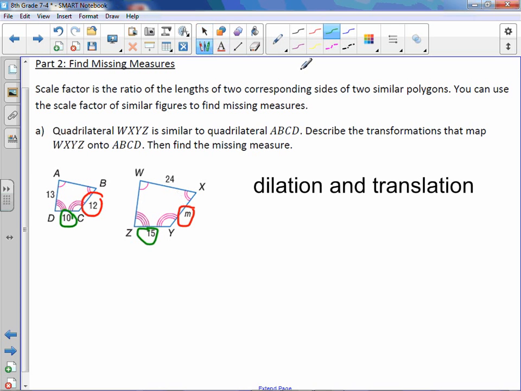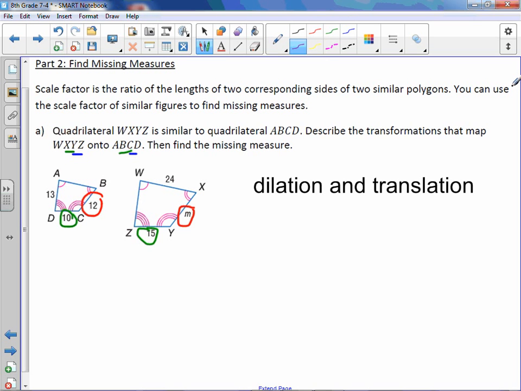Or you could look again here. BC is in the same position as XY, and CD is in the same position as YZ. We don't need to use 13 because I don't have anything with this side, so that number is irrelevant to this problem. Okay, so here's what we do.